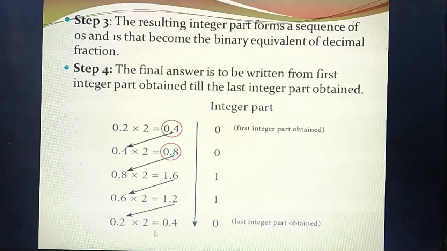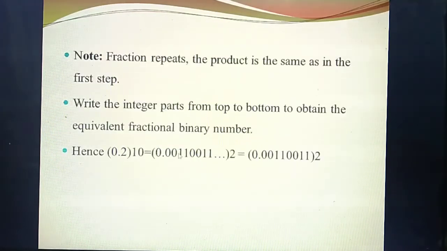After that, no need to multiply. Why? Because already you have the value 0.4, and next time if you multiply also, you will get the same answer only. So how you need to write the answer: 0 point 0, 0, 1, 1, 0. See, 0, 0, 1, 1, 0. If you need to continue, you write the same thing again, 0, 0, 1, 1, 0, 0. Likewise it goes on and continues. The same thing is given in the theory part.